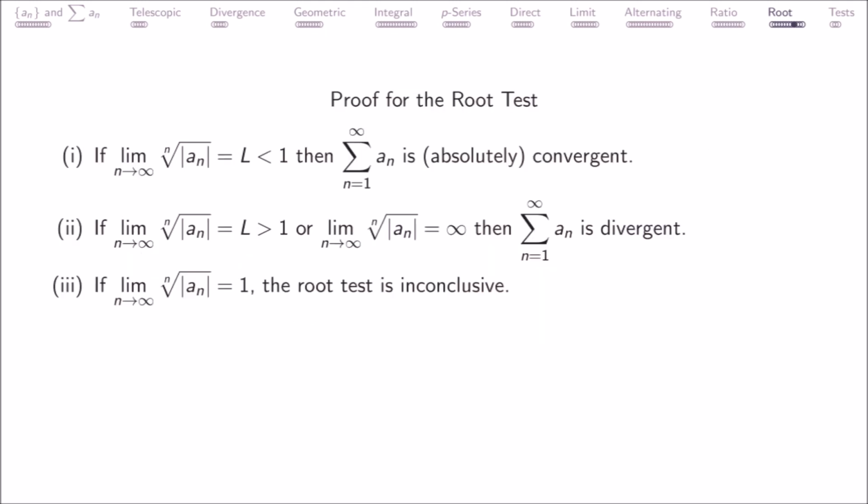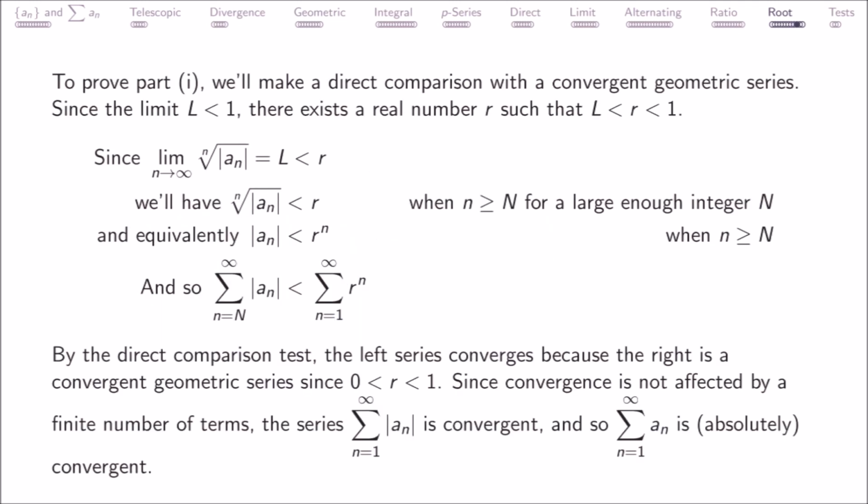Proof of the root test. Here is a statement of the test. To prove part I, we'll make a direct comparison with the convergent geometric series. Since the limit L is less than 1, there exists a real number R such that L is less than R is less than 1. Then we have the following.